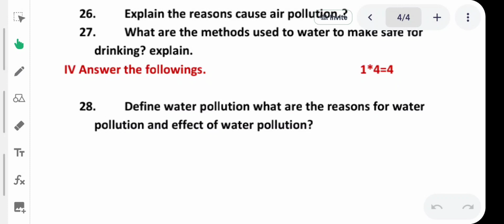And the effect of water pollution means the bacteria and the viruses which are there in the water enter the fishes and aquatic animals, and when they are eaten by human beings, they get diseases like cholera, typhoid, jaundice. These we have to write for this question.